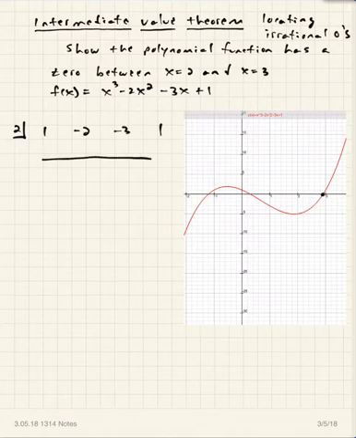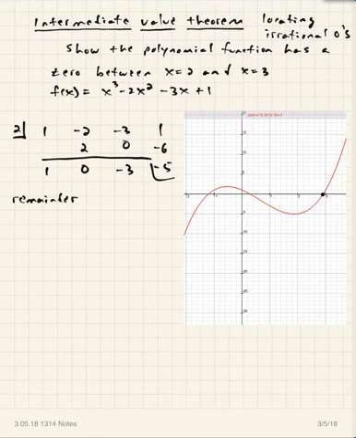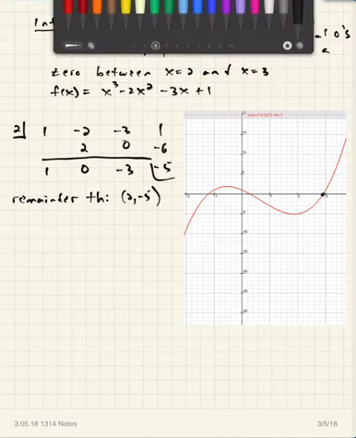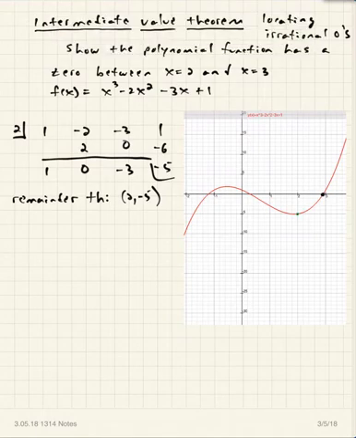When you synthetically divide by 2, this is what happens. You get, let's see, 2 times 1 is 2, add you get 0. 2 times 0 is 0, add you get negative 3. 2 times negative 3 is negative 6, add you get negative 5. Now that negative 5 is a remainder, but remember the remainder theorem, which we talked about last time, tells you that the point (2, negative 5) has got to be on the graph. So here's (2, negative 5), and sure enough, there it is, that point right there.